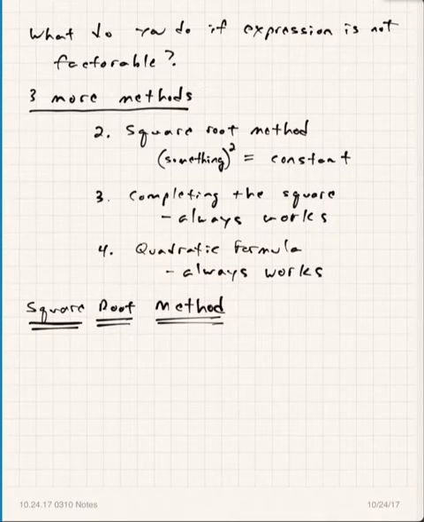The square root method, again, is only a method that works if you have the equation in this nice special form that I'm highlighting right here. Something squared equals a constant. If you can get the equation to look like that, then you can use the square root method. And so we're going to start with some very simple equations that look like that, and then we'll work our way up to a little bit more difficult equations.